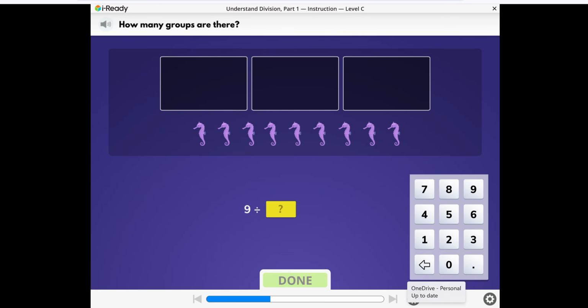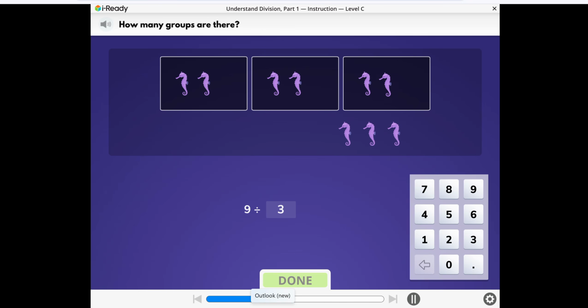How many groups are there? 1, 2, 3. Even when everybody knows this answer, you count. So 3. Watch the seahorses divide into equal groups. 3, 3, and then 3.